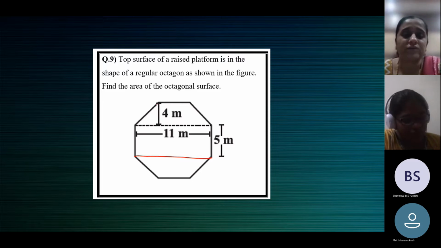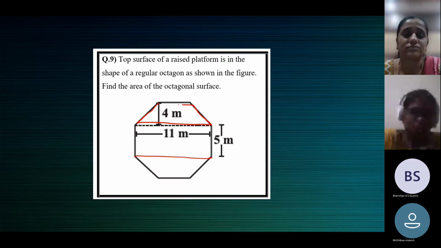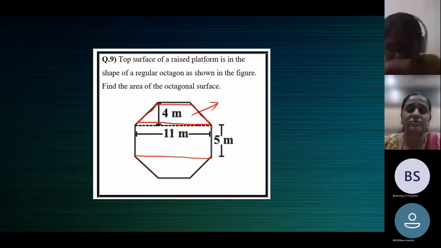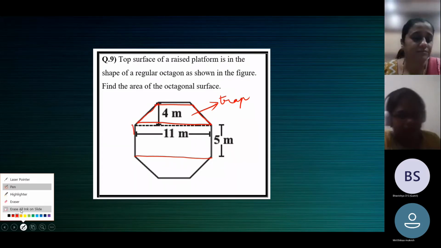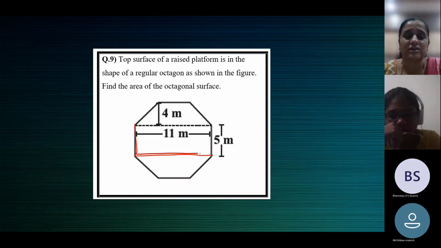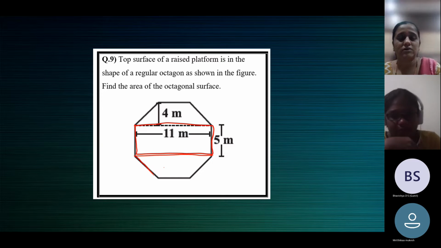Now when you connect these two vertices, tell me what kind of a figure is this? What would you call this figure? It's a trapezium. Very good. And what would you call this figure? Yes, it's a rectangle. And what about this figure? It's a trapezium again.